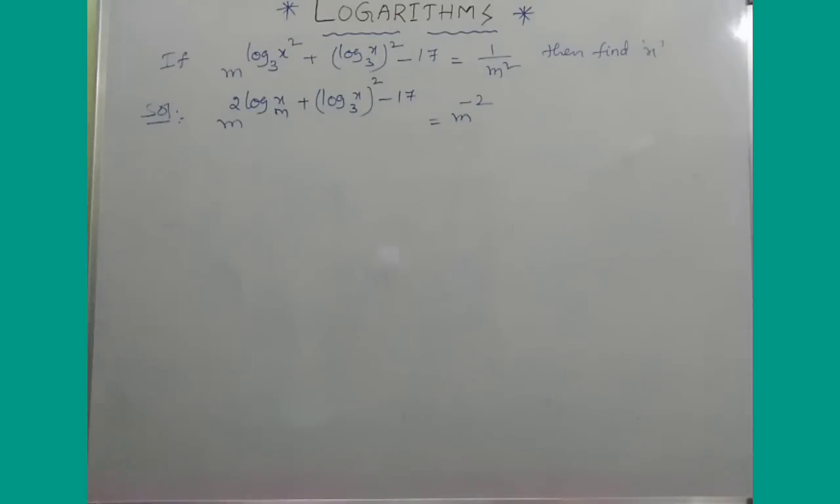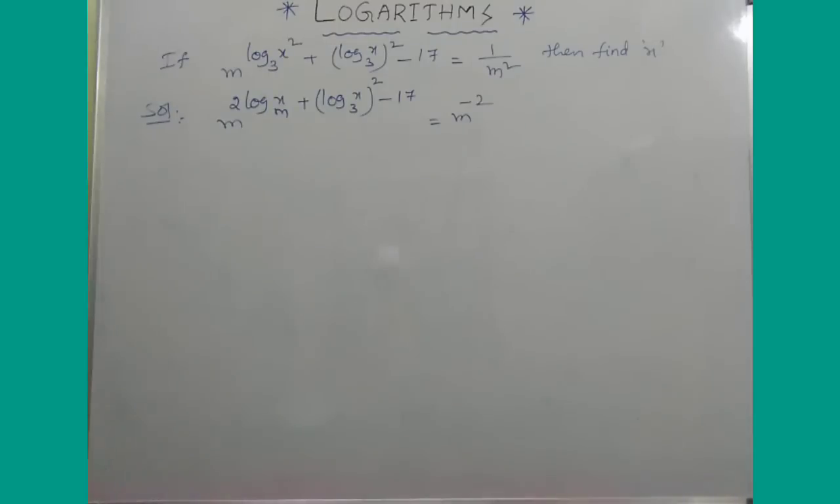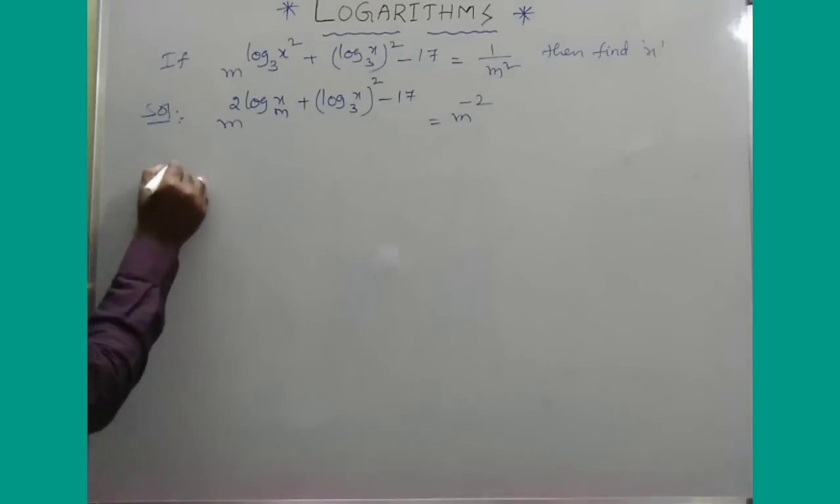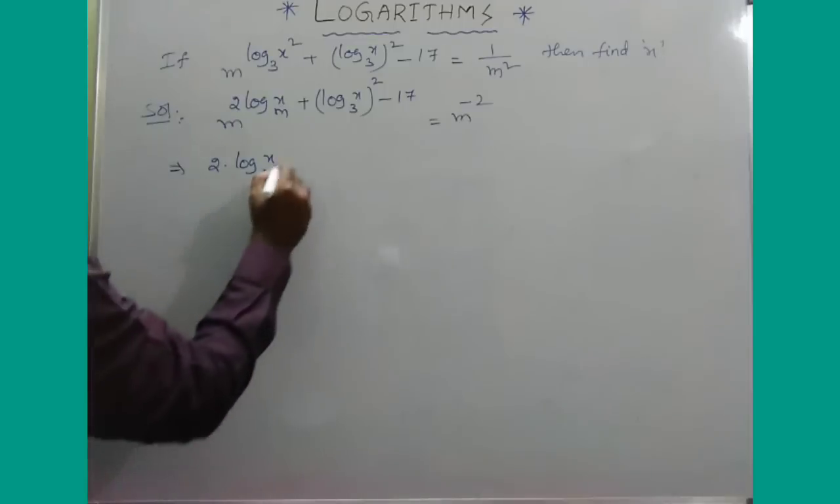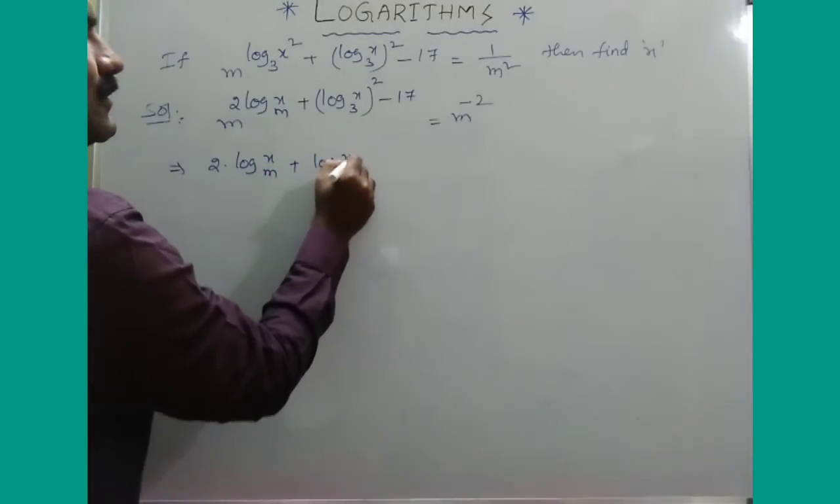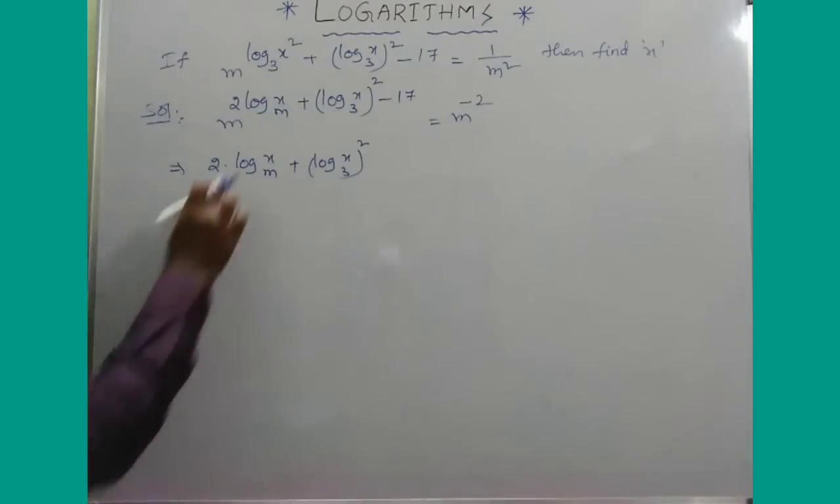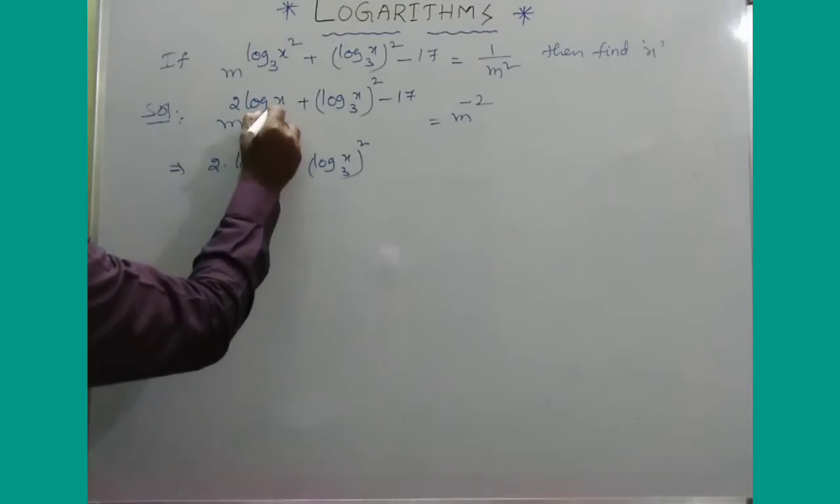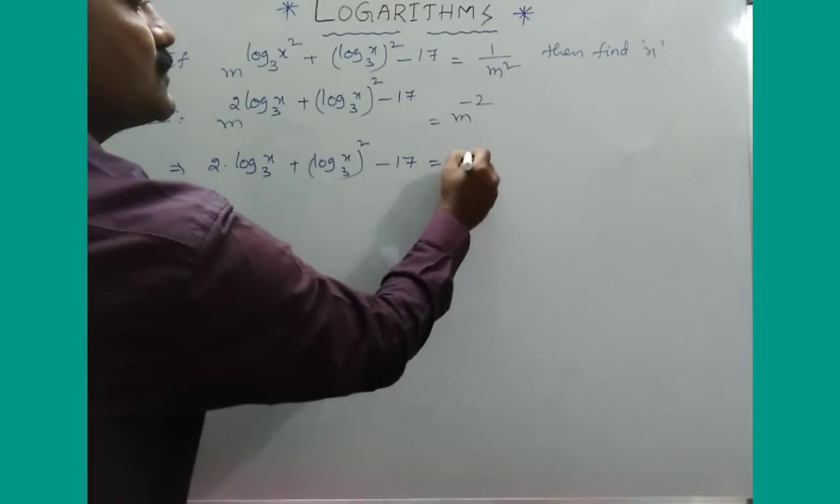So clearly on both sides the bases are the same. Here the base is 3 and there also the base is 3. Since the bases are equal, the powers are also equal. So that is what I can write now: 2 into log x to the base 3 plus (log x to the base 3) whole square, minus 17 is equal to minus 2.